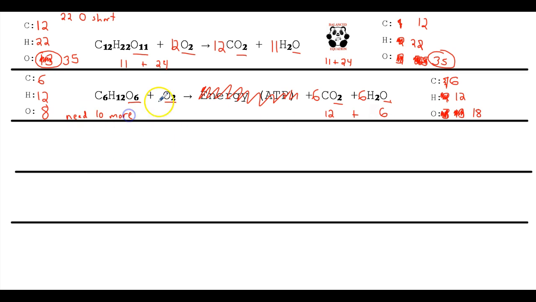Over here on the left, I need 10 more oxygens. And remember, I don't want to multiply it by 10. In this case, I want to multiply it by 6. So 6 plus 12 is going to get me to the 18 that I need. 6, 12, 18 on the left, 6, 12, 18 on the right. I'm good. Balanced equation, Panda.